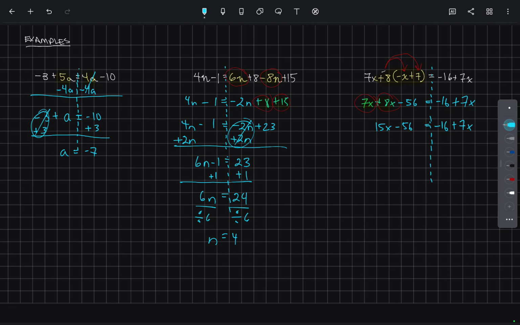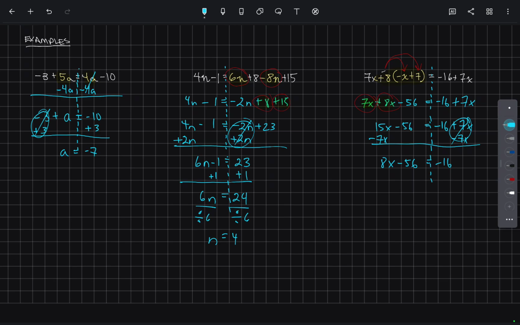Okay, now we're down to just a multi-step equation with variables and numbers on both sides. Cool. I'm going to pick the variable that has the lowest value. So right now we're dealing with a 15x and a positive 7x, and 7x would be less. So I'm going to get rid of that, as long as I do it to both sides, everything's okay. Create a zero pair right there. 15 minus 7 is 8. So 8x minus 56 equals negative 16.